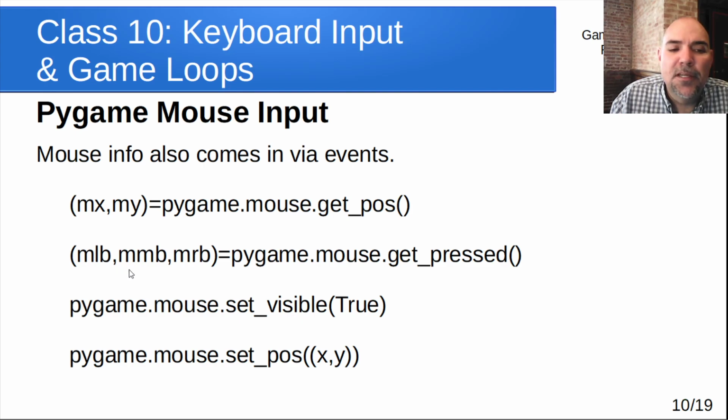Now we can also get the button status by pygame.mouse.getPressed, but it's got 3 buttons, the left button, middle button, and the right button. And these are just variable names over on the left that I put in there to help you see that. MLB, mouse left button, MMB, mouse middle button, MRB, mouse right button. So we can tell which of those 3 is currently pressed or not. You can also hide the cursor, pygame.mouse.setVisible. You can put a true or false in here to hide it or show it. Put false, it goes away. If you put true, it shows up. And then pygame.mouse.setPosition. That lets us set the position of the mouse on the screen.